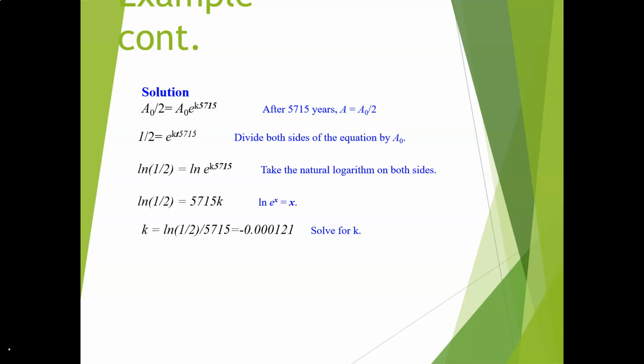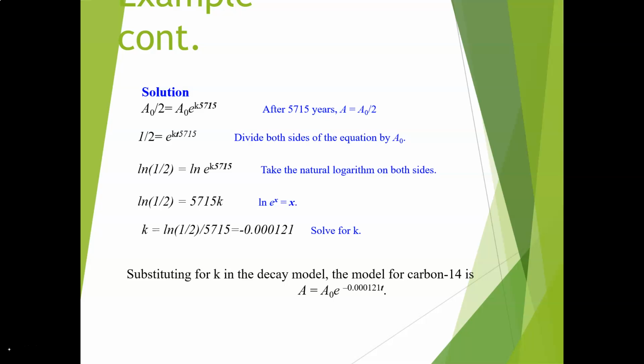Oh, I really don't like the way they've typeset that. ln of a half, never use slashes, horizontal vinculums only, please. Solve for K, they've got K equals that very tiny decimal. You wouldn't bother writing that, you'd have ln of a half over 5715. We go ahead and substitute that into the model.